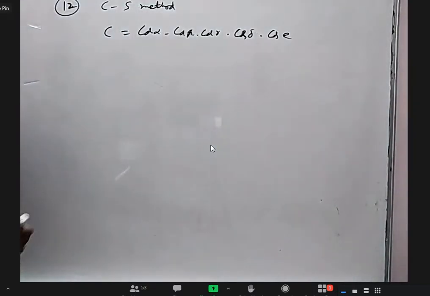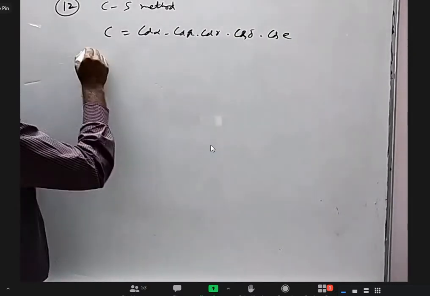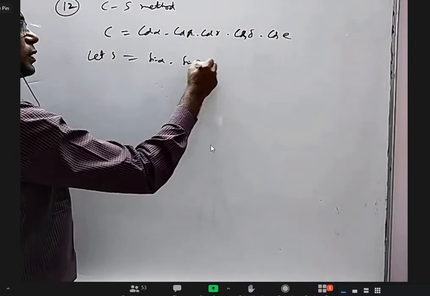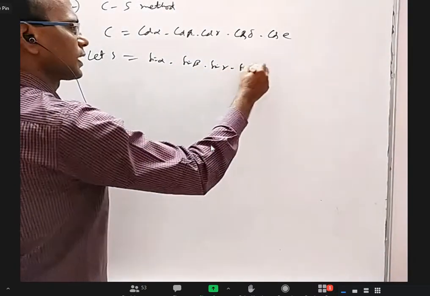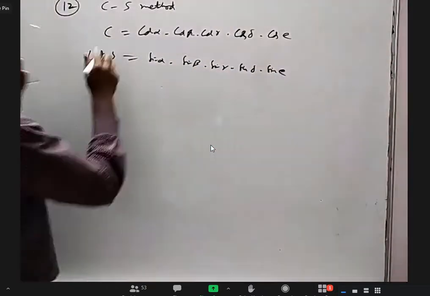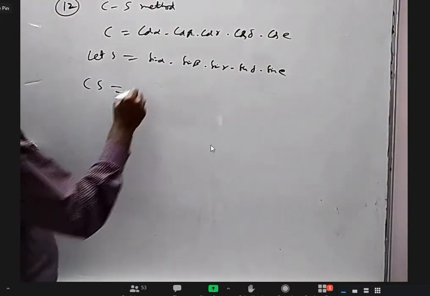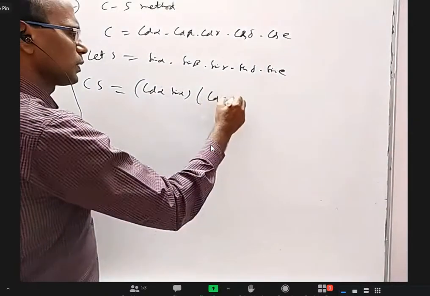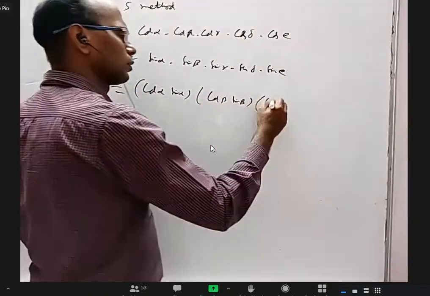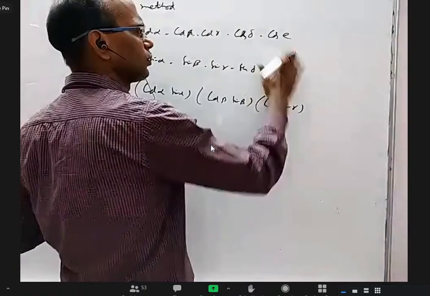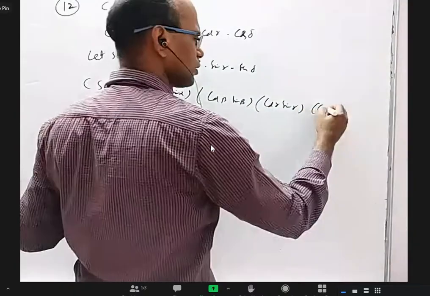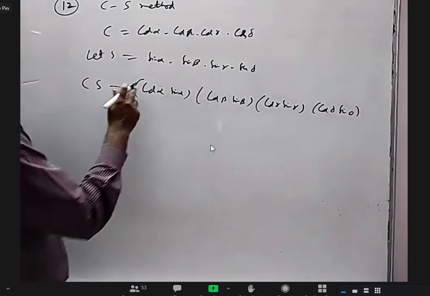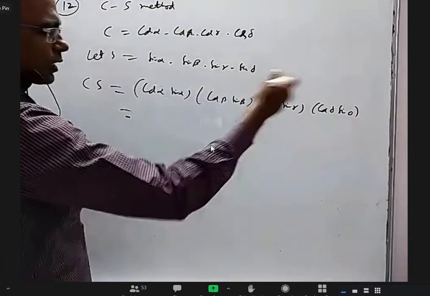I'm only stating the method. If you have C is equal to something, you take S is equal to sin alpha, sin beta, sin gamma, sin delta, sin E. When you multiply C into S, you will get cos alpha, sin alpha, cos beta, sin beta, cos gamma, sin gamma, and cos delta, sin delta. How many are there doesn't matter: 4 things, 5 things, 10 things. Multiply 2, divide 2. This is sin 2 alpha, sin 2 beta, sin 2 gamma, sin 2 delta.